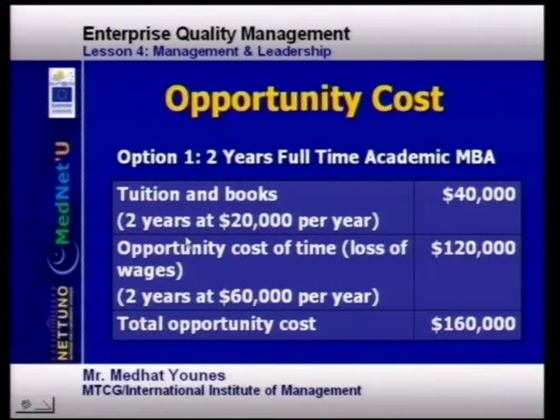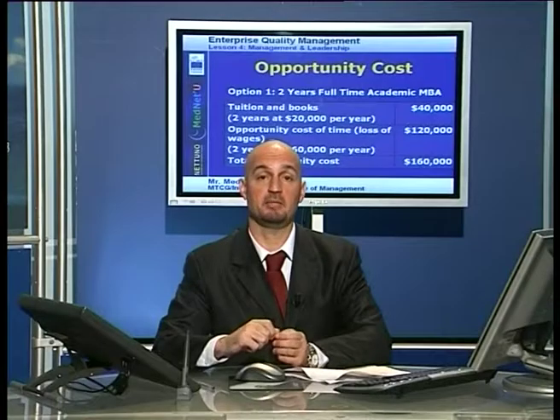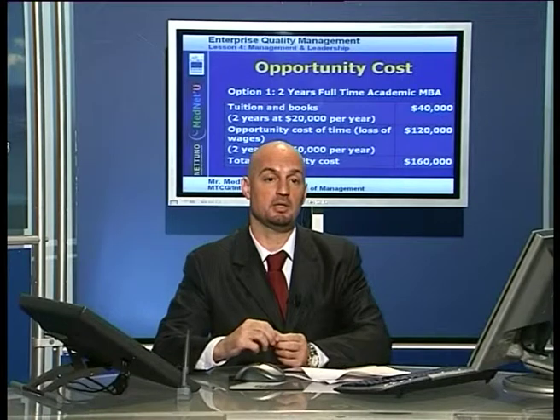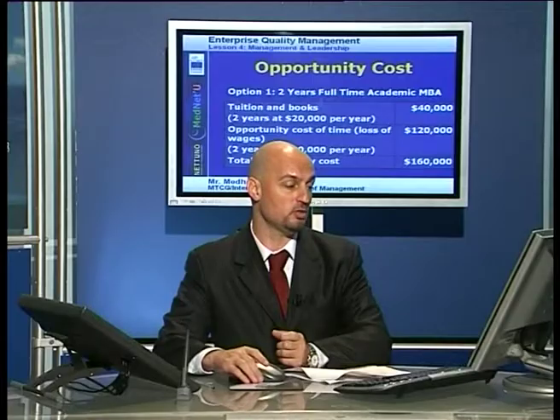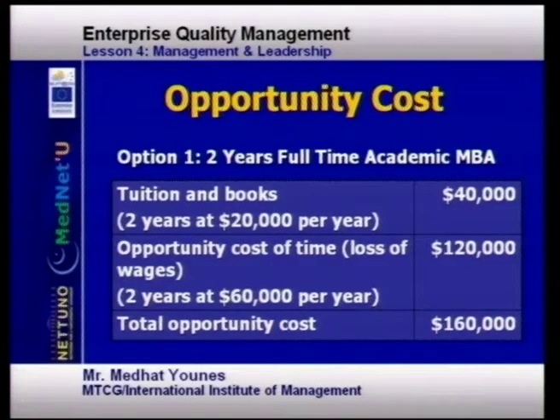The opportunity cost also, when a manager has to go and get a full-time academic MBA, he or she must leave work to attend the courses. And if you assume that a manager makes per annum 60,000 euros, then for 2 years of MBA program education, he's going to lose an income of 120,000. So the total cost of going for a full-time MBA is actually 160,000 euros.